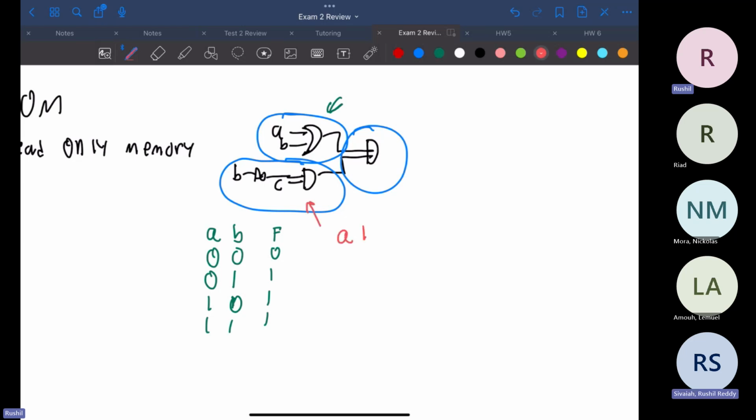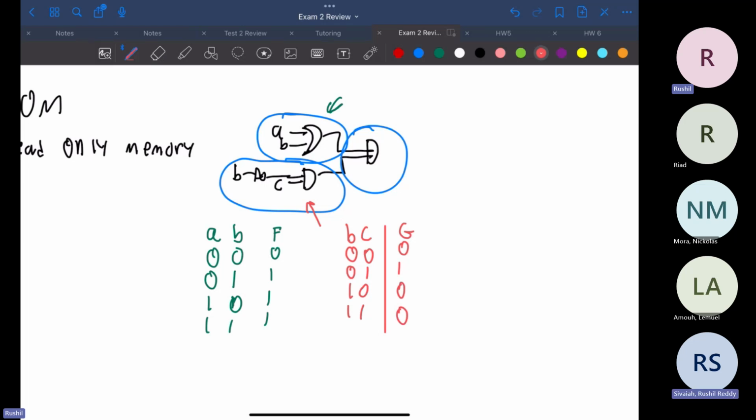For this one, that's BC, and we'll call this G as our output. We're going to do the same thing: 0, 0, 0, 1, 1, 0, and 1, 1. What are our outputs? So it's going to be 0, 1, 0, 0.